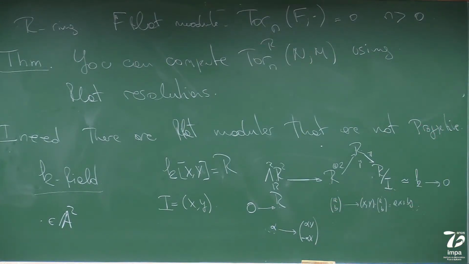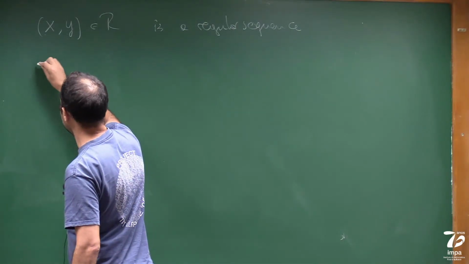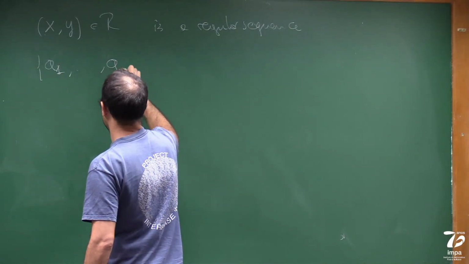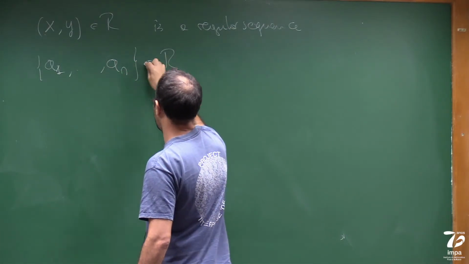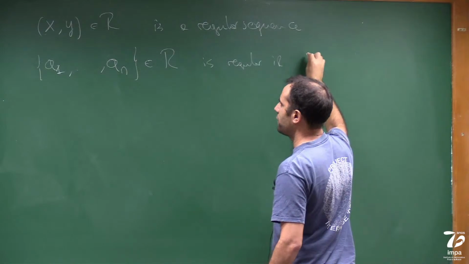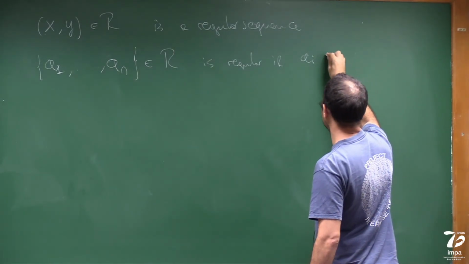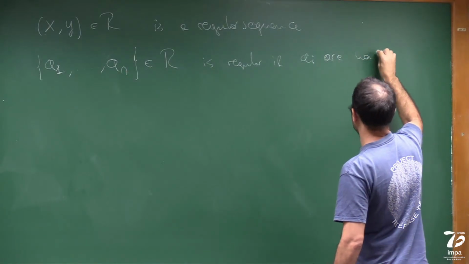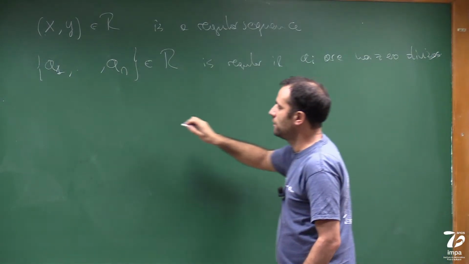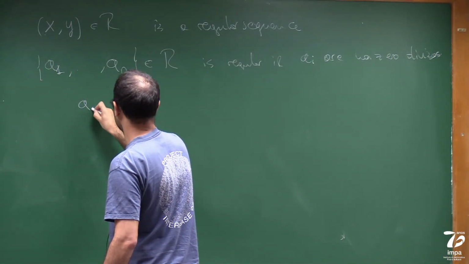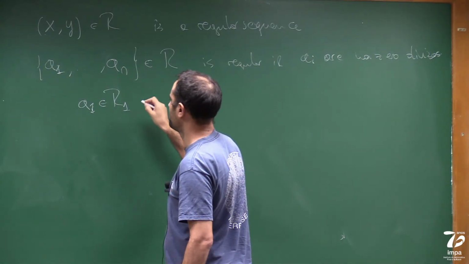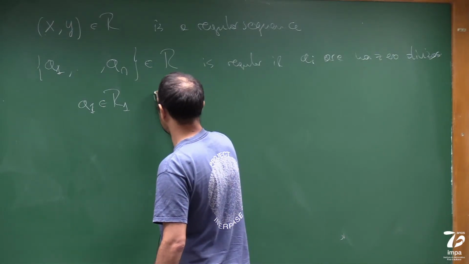So if I want to do this more generally, let me tell you: an ordered sequence of elements A1 up to AN in a ring R is regular if these AIs are non-zero divisors, and so A1 in R, let me call this guy R1, is not a zero divisor.